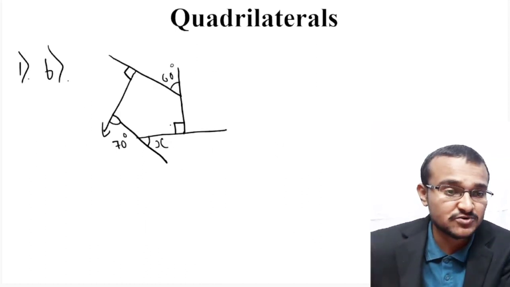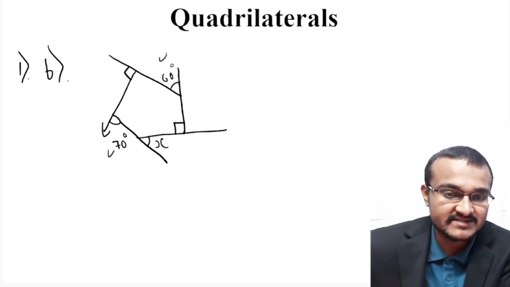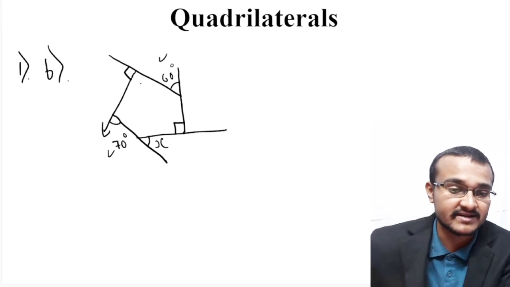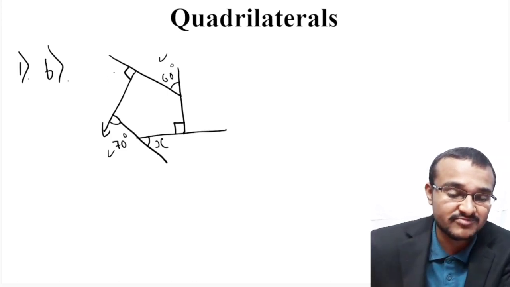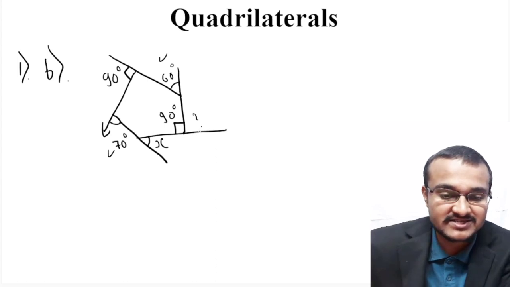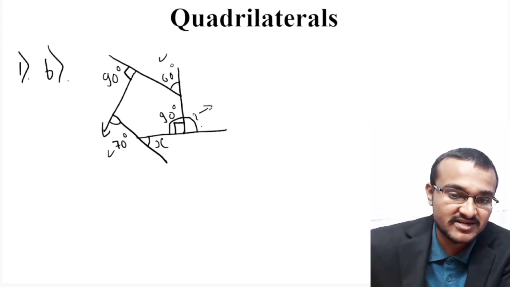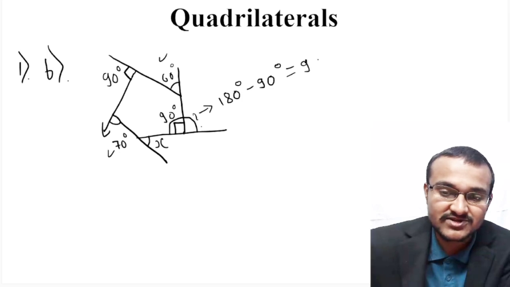Coming to the B question in this first question, they have given two exterior angles, 70 degrees and 60 degrees. There will be five exterior angles for a pentagon. They have not given this particular angle, but they have given this symbol. This shows this is equal to 90 degrees, and they have not given this exterior angle, but here they have given the interior angle, which is 90 degrees. Since this is a straight line, the whole angle will be equal to 180 degrees. So this angle will be equal to 180 degrees minus 90 degrees.